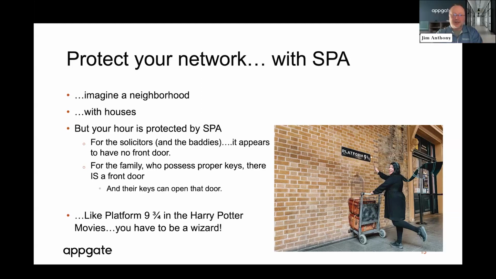Excellent. That's good stuff, Gernot. I appreciate that. And Justin, anything else to add there? Any last closing thoughts before we wrap this thing up? I don't think so, Jim. I think Gernot has summarized it very well, and I'm good. All right. Well, if you don't have a wizarding wand, then you need to get some spa protection for your network. That's all I can say.